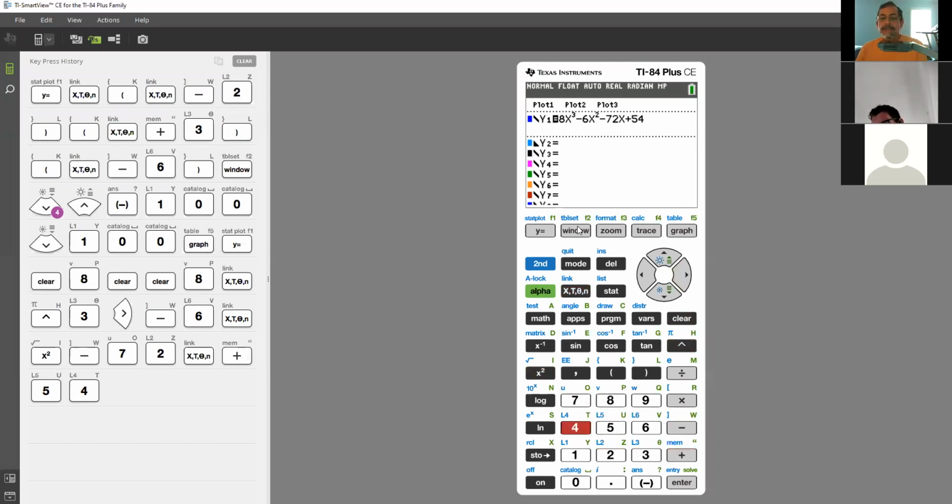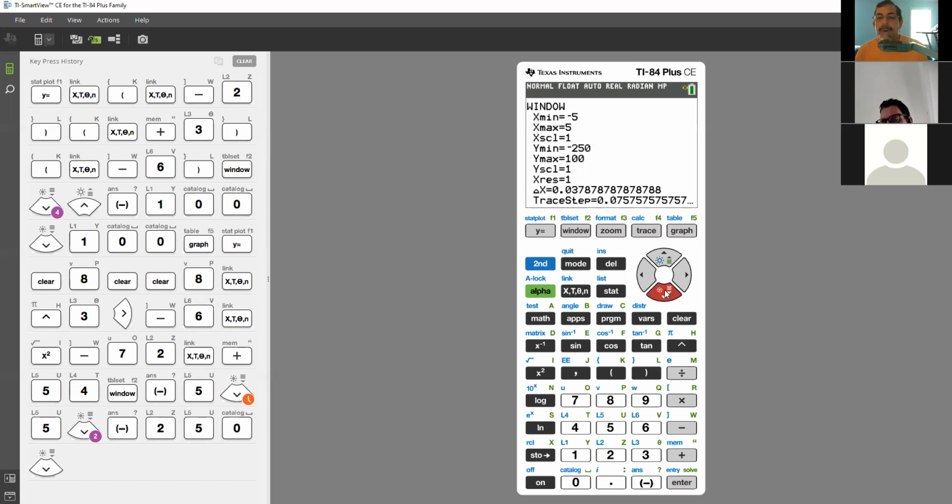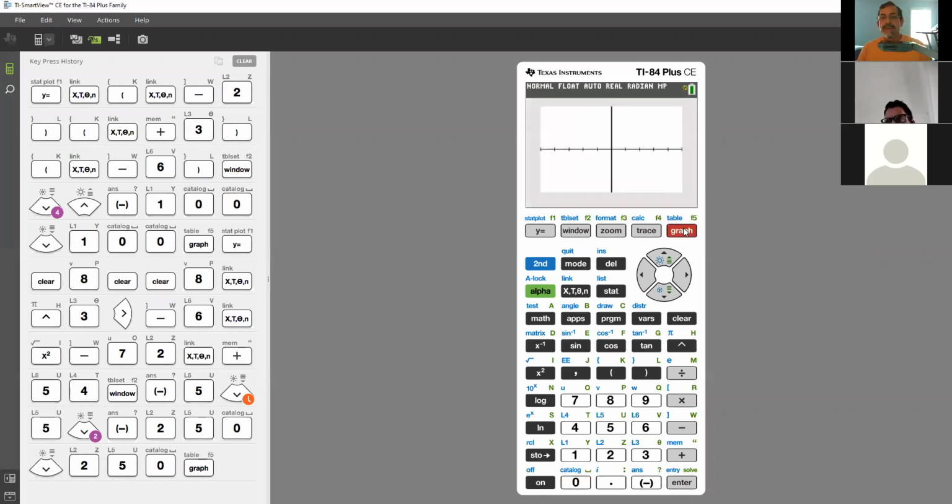So watch this. I'm going to go to the window. Their x's went from -5 to 5, so I'm going to change that to a -5. Arrow down. Make that a +5. Then their y values went from -250 to a +250. Since I set my window, when I graph this, I will get one of them 4 pictures.